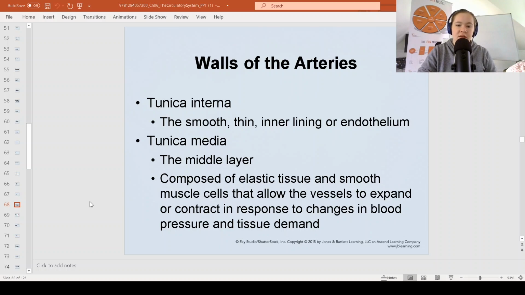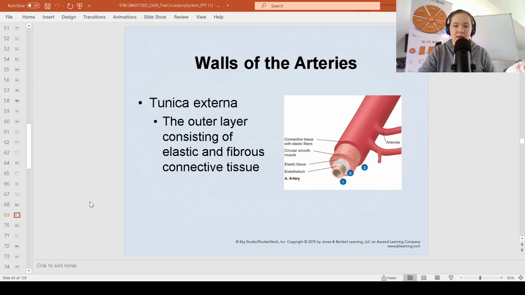Tunica interna is the smooth, thin inner lining of the endothelium. Tunica media is the middle layer, composed of the elastic tissue and smooth muscle cells that allow the vessels to expand or contract in response to changes in the blood pressure and tissue demand. Tunica externa is the outer layer, consisting of elastic and fibrous connective tissue. We can see here how this actually looks.